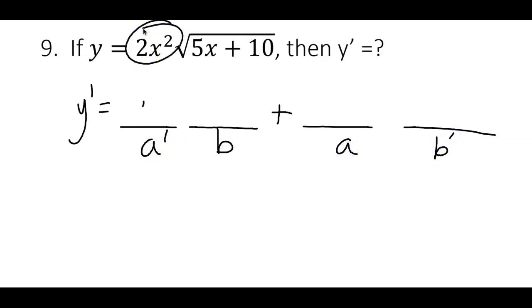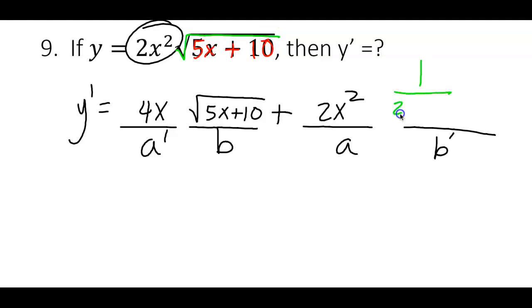All right. A prime is 4x. B is this. A is 2x squared. B prime, all right, so this is where we get to do our rule here. So my outer function is the square root. My inner function is the 5x plus 10. So the derivative of the outside is 1 over 2, and then whatever the square root is. In this case, that's 5x plus 10. And then we also want to multiply that by the derivative of the inside, which is simply 5.